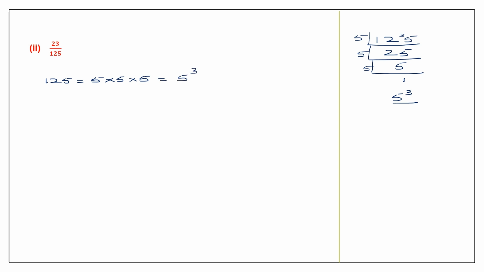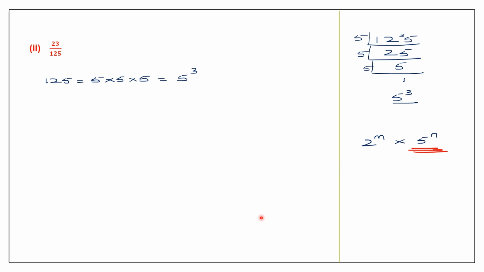So the denominator 125, the prime factors are 5 into 5 into 5, which is 5 to the power of 3. Can we express this in the form of 2 to the power of m into 5 to the power of n? Now 5 to the power of n we already got, isn't it? That is, we've got 5 to the power of 3. Now 2 to the power of m, since we don't have any other number, we can include 2 there and write 2 to the power of 0. Because 2 to the power of 0 is equal to 1.